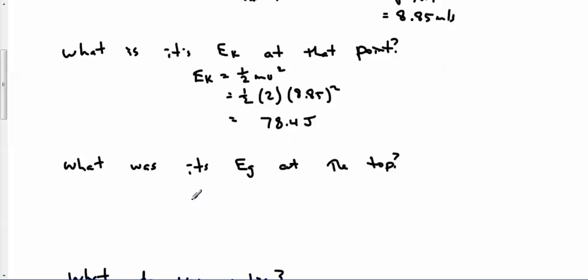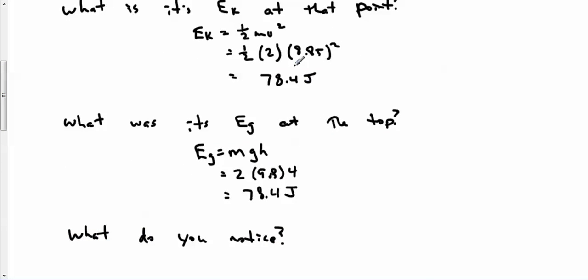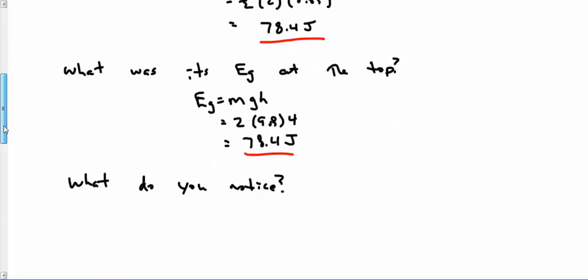How much Eg did it have at the top? Well, I get out my handy Eg formula, which is mgh. It had a mass of 2, 9.8, 4. I get 78.4 joules. So the question here is, what do I notice? Just before it hit the ground, it had 78.4 joules. Before it was dropped, it had 78.4 joules of energy. What do I notice?